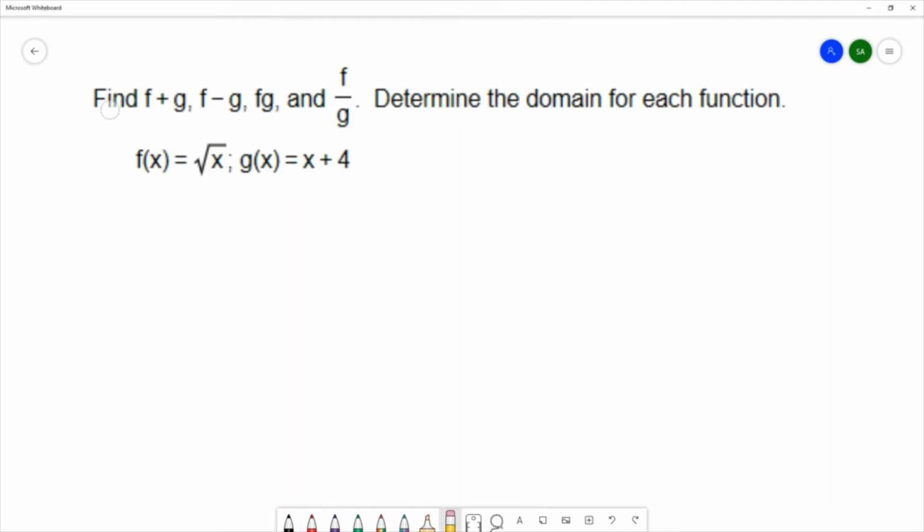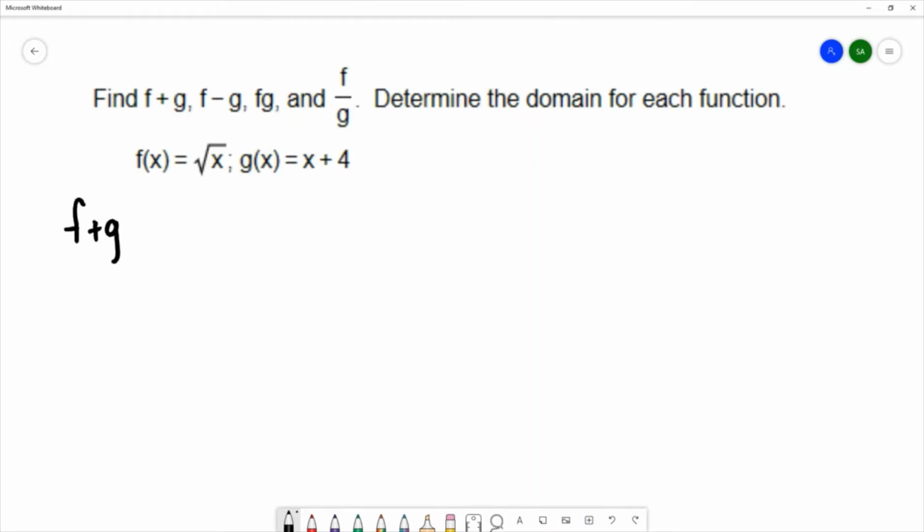For this question, we want to find f plus g, f minus g, f times g, and f over g. And we want to find the domain of each one of those combined functions. So I'll start with calculating f plus g, f minus g, f times g, and f over g.